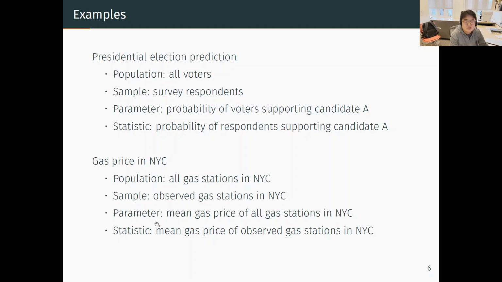And in this case, our parameter is the mean gas price of all gas stations, right? When I say mean, it is the true mean, which is based on all gas stations, but we cannot observe all gas stations, so we calculate the mean gas price of observed gas stations, right? That is a statistic because it is observed, but the parameter is unknown, what we want to know. We want to know the mean of all gas stations, so we use a statistic as an estimator to guess the unknown parameter. Okay?